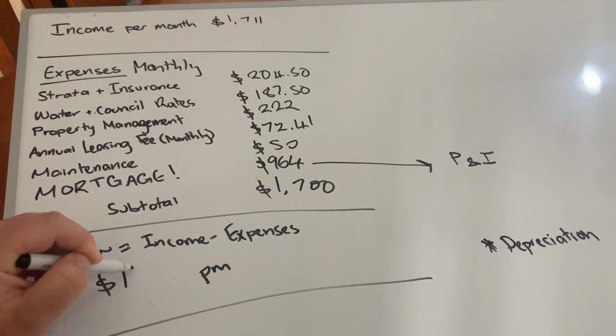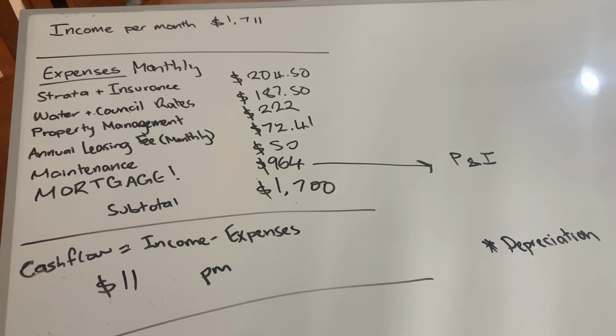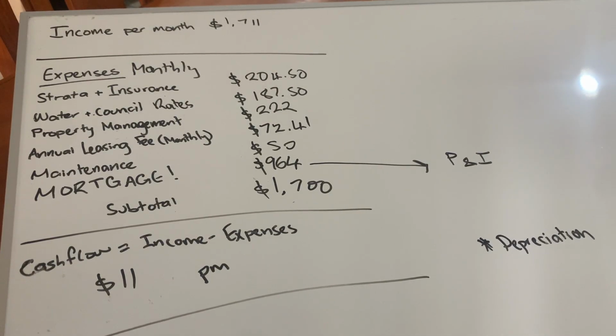A whopping $11 per month, give or take the different sort of fluctuations that we might face as the rent increases or decreases, or we have vacancy, or we have a long-term tenant, or we have no maintenance in a given year, or we have a bunch of maintenance.